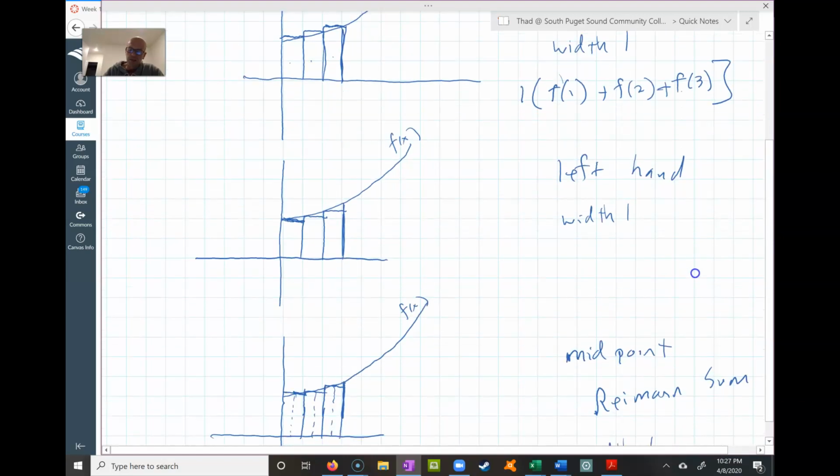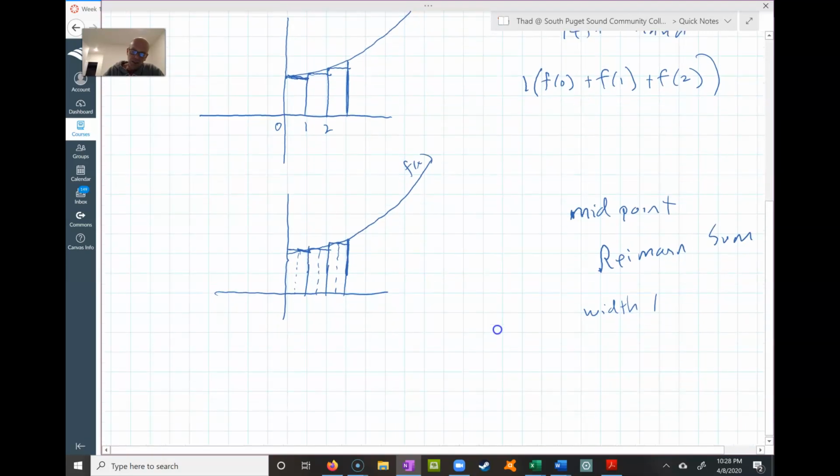Same thing with left-hand sum. We have a width of 1, so that's going to be 1 on the outside. But this time, I'm going to take f of 0 to get the height of the first rectangle, f of 1 to get the height of the second rectangle, and f of 2 to get the height of the third rectangle, because I'm plugging in 0, 1, and 2 to get this height, that height, and that height.